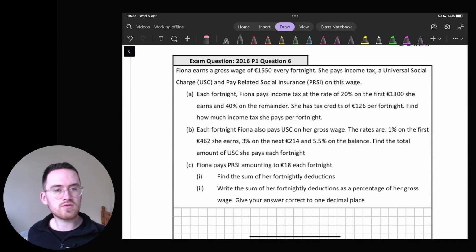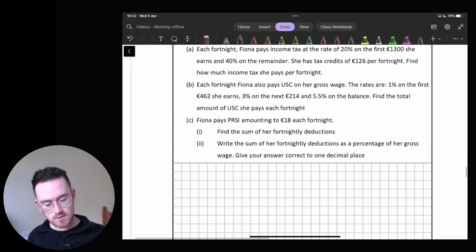So Fiona earns a gross wage of $1,550 every fortnight. She pays income tax, a universal social charge, and pay-related social insurance on this wage. Each fortnight, Fiona pays income tax at the rate of 20% on the first $1,300 she earns, and 40% of the remainder. She has tax credits of this per fortnight. Find how much income tax she pays per fortnight.